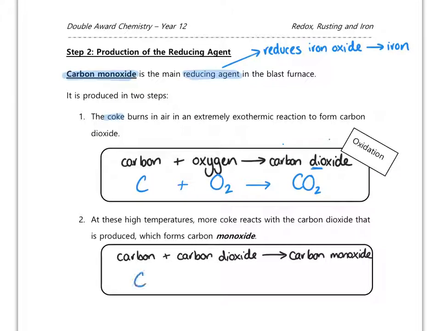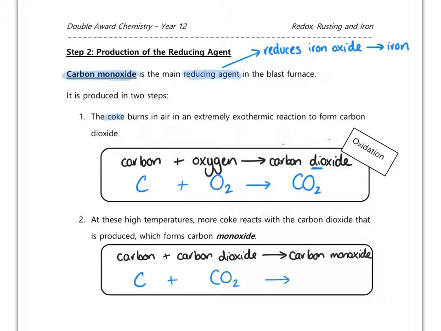So carbon is C plus carbon dioxide, which is CO2. Essentially what happens is that carbon steals one of the oxygens from the carbon dioxide. So essentially one of the carbons moves from here to here.